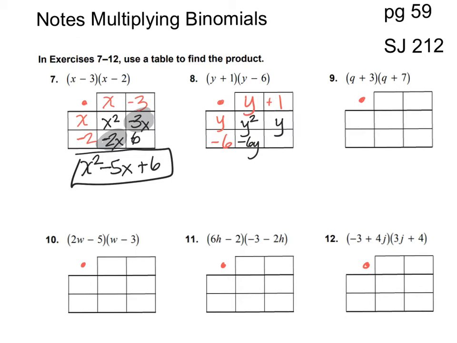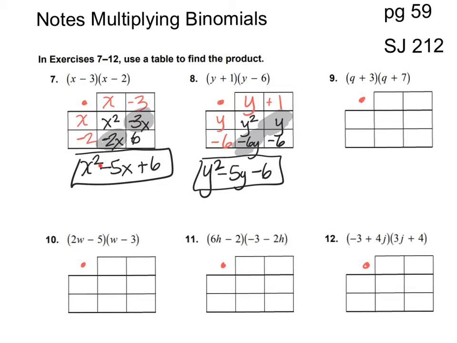And then 1 times negative 6 is negative 6. Now combine my like terms. I'm going to highlight these here. Those are my like terms, and it'll always happen that way. The other two do not have a like term, so y squared, negative 6y plus y is negative 5y, and then negative 6.